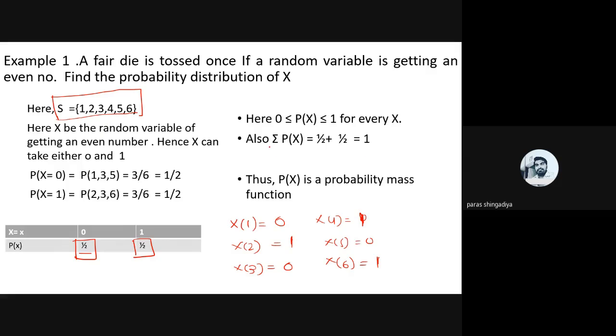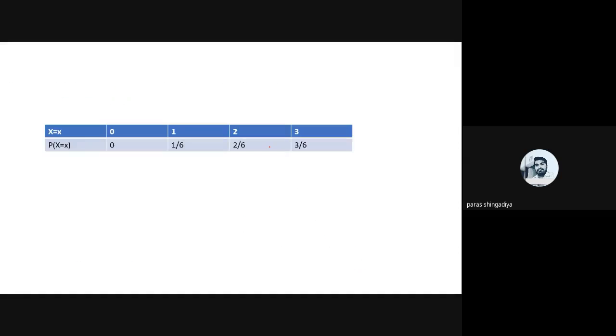They match the given probability distribution table. So therefore it is called a probability function. Otherwise you can say it is a probability mass function, otherwise a probability density function. So this is the procedure to check a probability function. Clear?